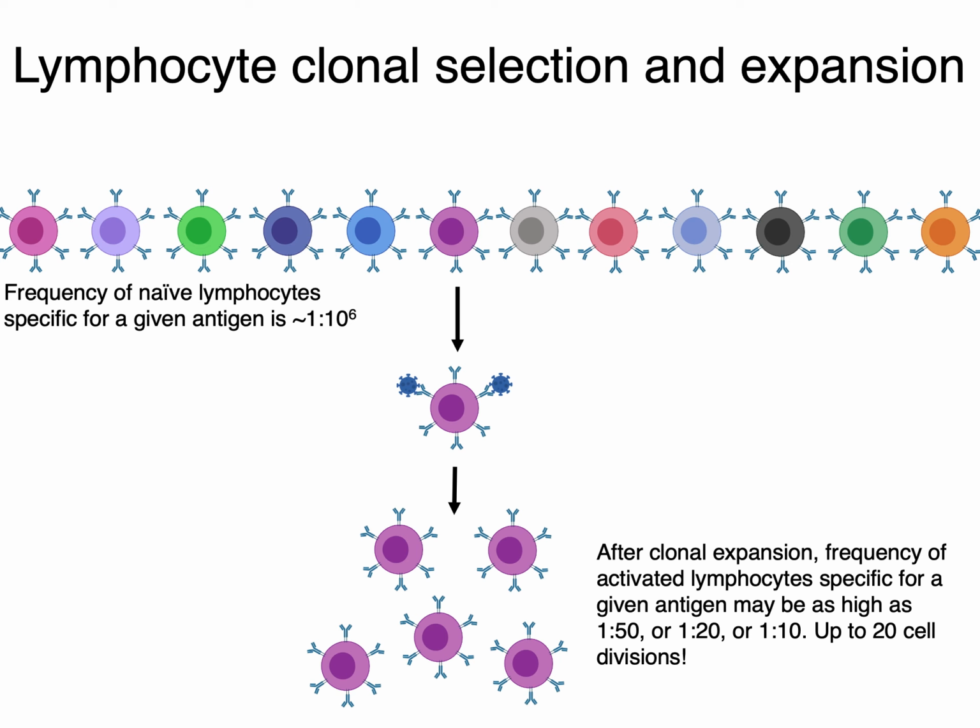But when those lymphocytes recognize that antigen, they undergo a process of cellular division, which we call clonal expansion. This increases the frequency of T cells specific or B cells specific for that given antigen from 1 in a million up to 1 in 50 or 1 in 20 or even about 1 in 10. This means that lymphocytes in the course of about a week can undergo about 20 cell divisions, which is about as fast as mammalian cells can divide.